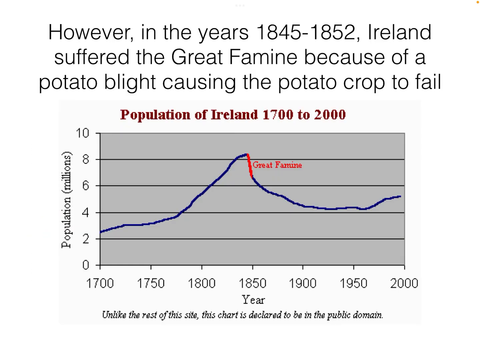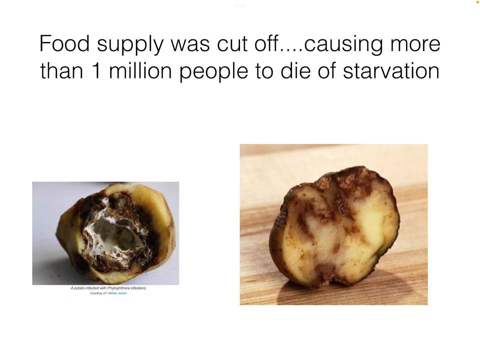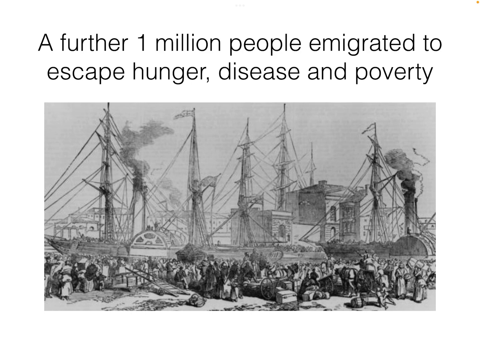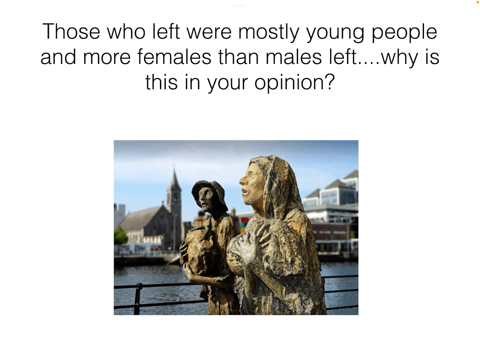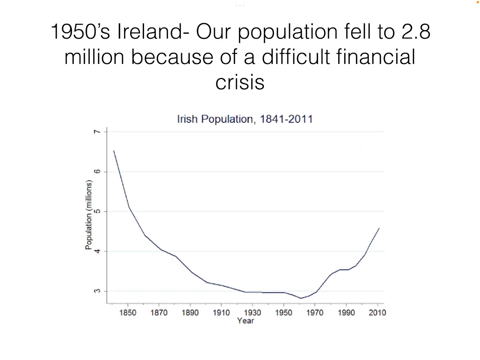famine. We had the population up to about 8 million before the famine hit in 1845. We lost 1 million people, died, another 1 million people emigrated. Population continued to decline. It really affected our population because of the famine. Okay, what else affected our population?